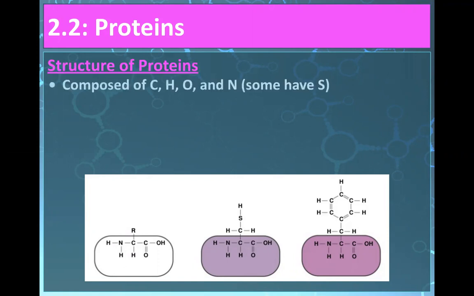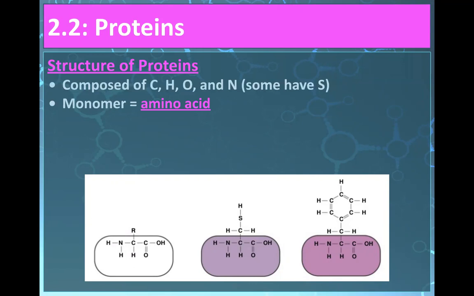So the structure of proteins is pretty complicated, but just to start out, just like the other three, we're going to have carbon and hydrogen, of course, that's what makes it organic. Oxygen as well, and then also nitrogen and sulfur, which makes proteins unique from lipids and carbohydrates.